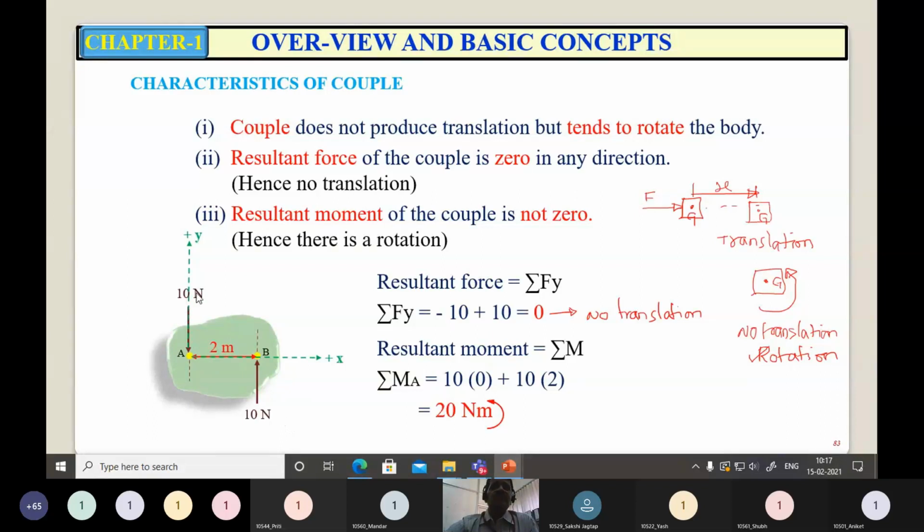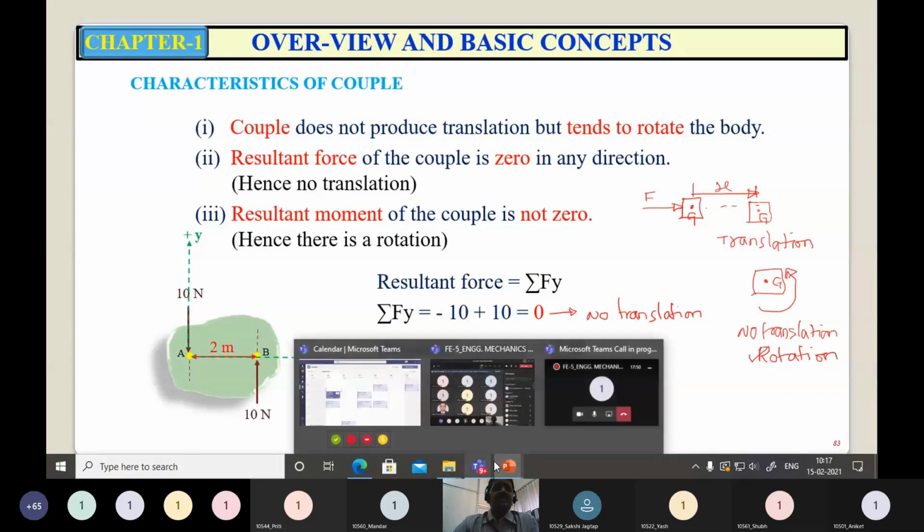So what is the moment of this 10 Newton about point A? The line of action of this 10 Newton is passing through point A, so its moment is 0. Am I right? So it is 10 into 0. The perpendicular distance is 0. Whereas the moment of this other 10 Newton about point A is 10 into the perpendicular distance, 2 meters. So it is 10 into 2.